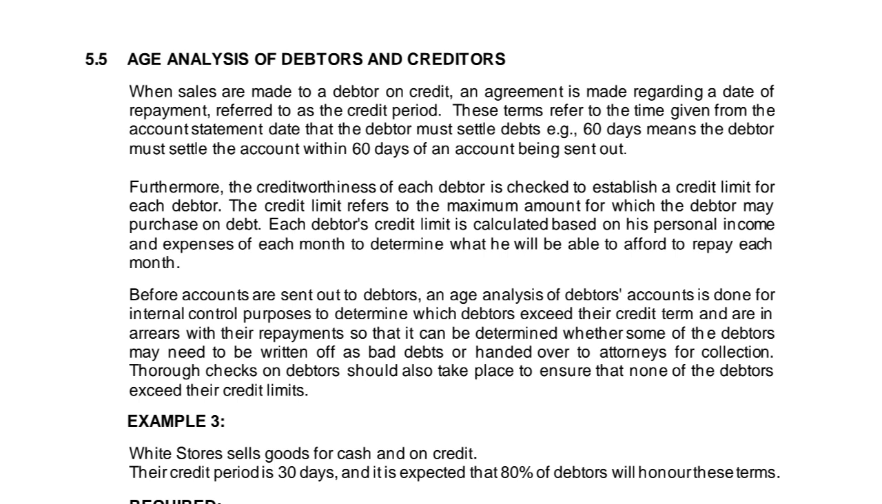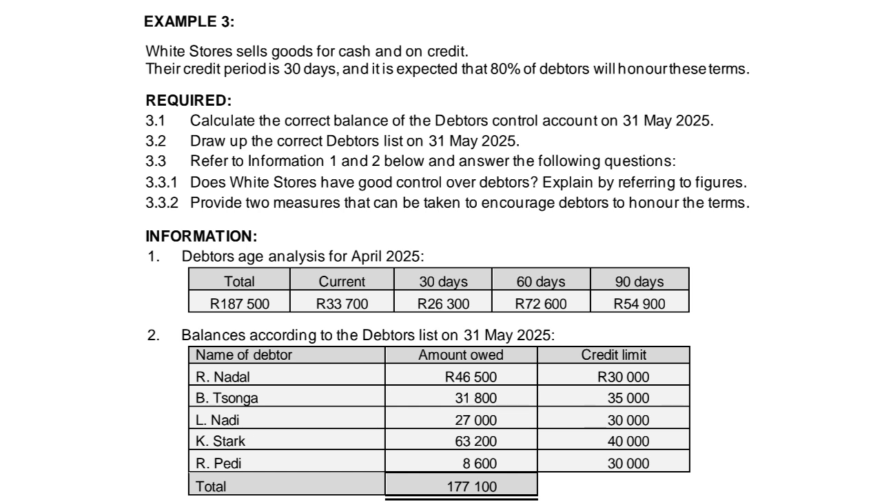Example 3. White Stores sells goods for cash and on credit. Their credit period is 30 days and it is expected that 80% of debtors will honor these terms. Required 3.1. Calculate the correct balance of the debtors control accounts on 31 May 2025. 3.2. Draw up the correct debtors list on 31 May 2025.